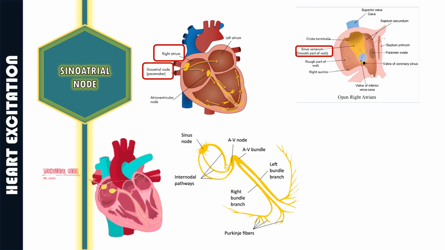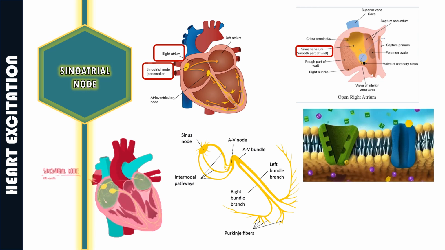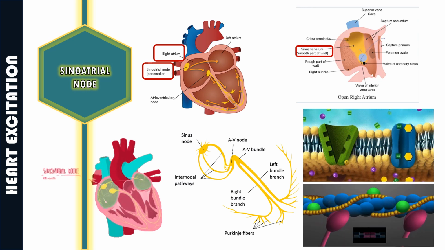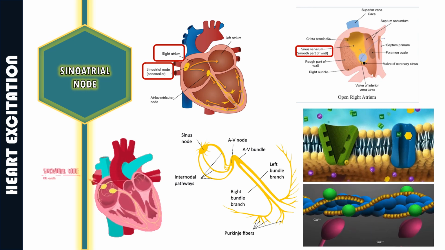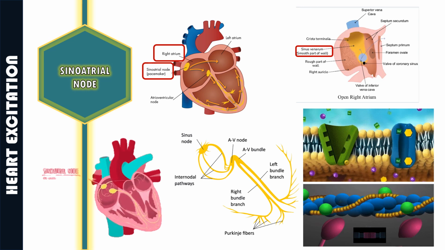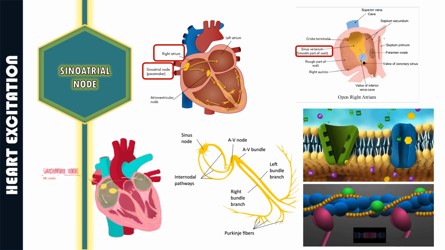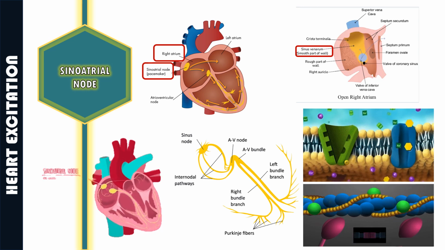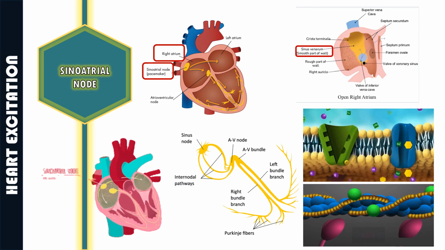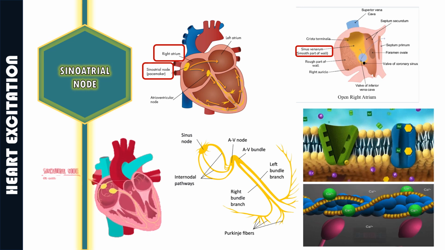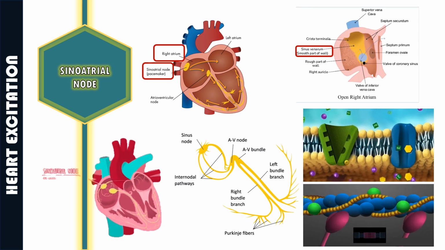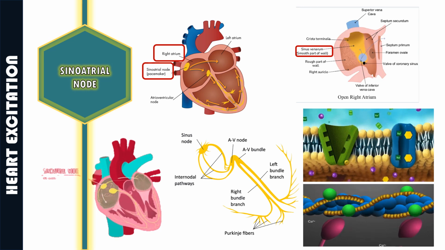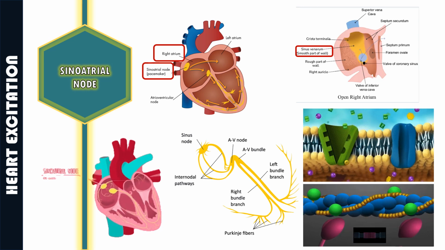It starts with the opening of sodium channels, allowing sodium ions to rush in and depolarize the cell. This rapid depolarization triggers an action potential, fueled by a slow influx of calcium ions. As the action potential peaks, the sodium channels close, and potassium channels open, allowing potassium ions to leave the cell and repolarize the cell. A slow depolarization, known as the pacemaker potential, then occurs, gradually building up to the threshold potential, which triggers the next action potential. This cycle repeats, generating electrical impulses at a rate of 60 to 100 times per minute, setting the heart's rhythm.